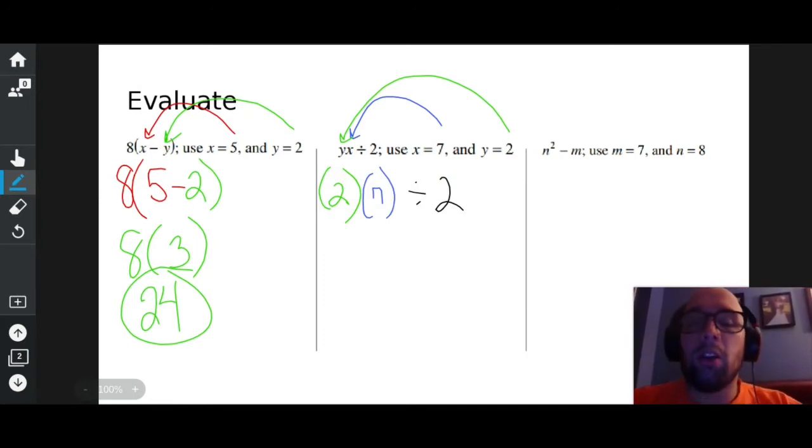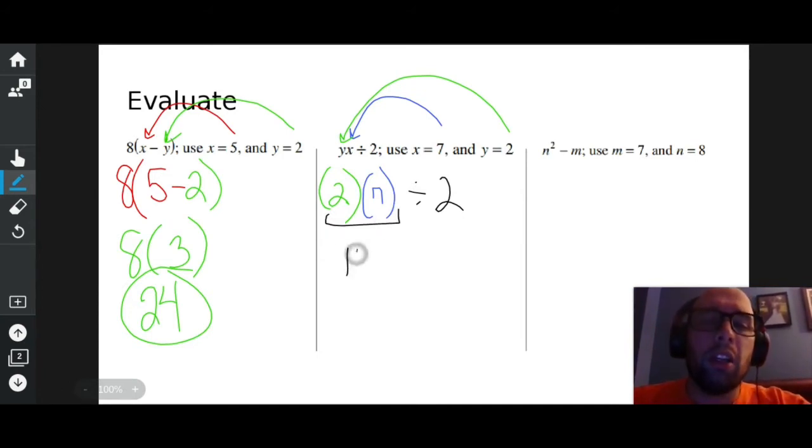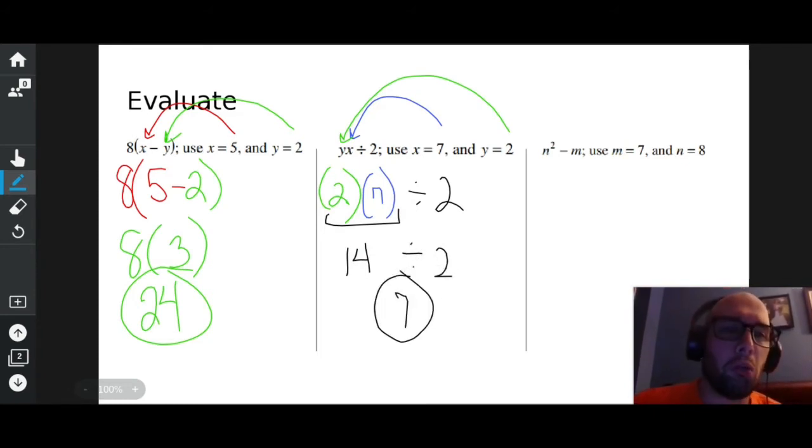PEMDAS says that you multiply and divide left to right. So I'm going to start going left to right. 2 times 7 is 14. And 14 divided by 2 is 7. Okay.